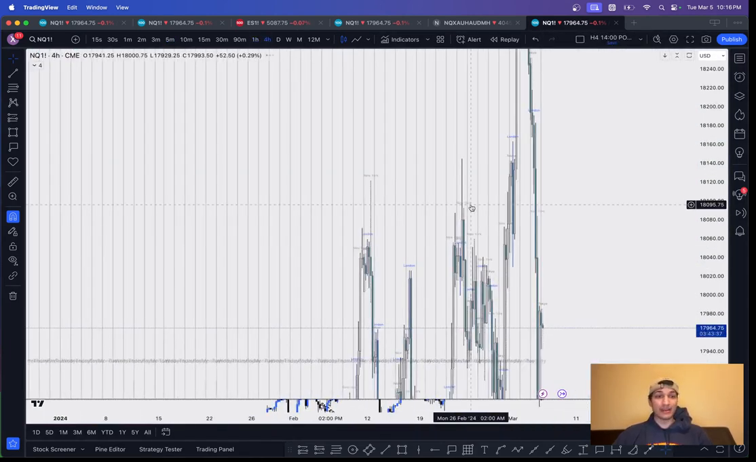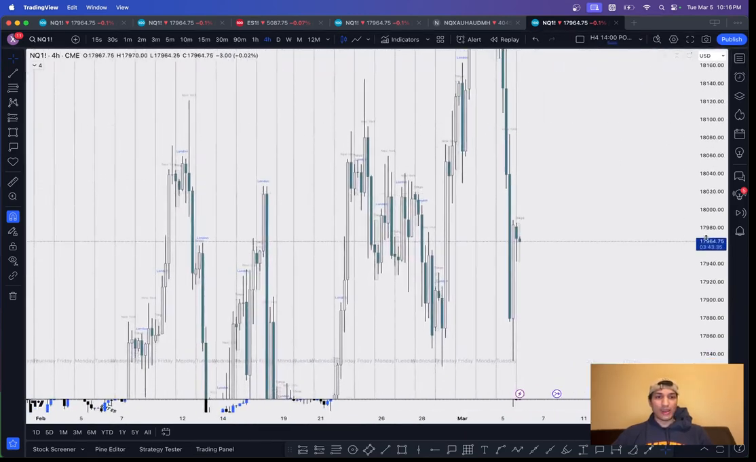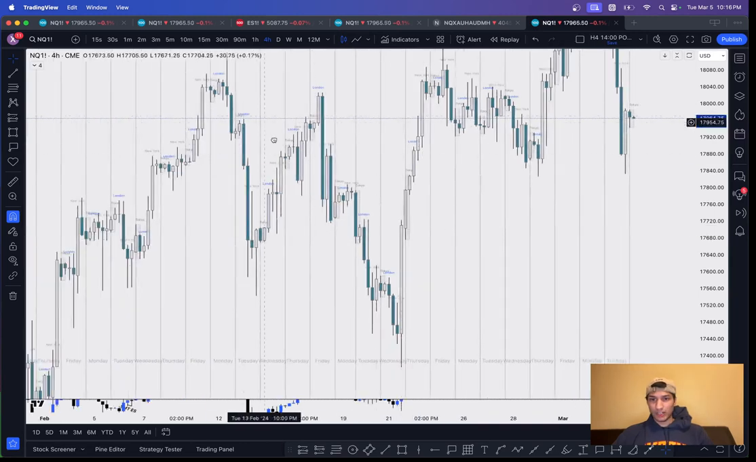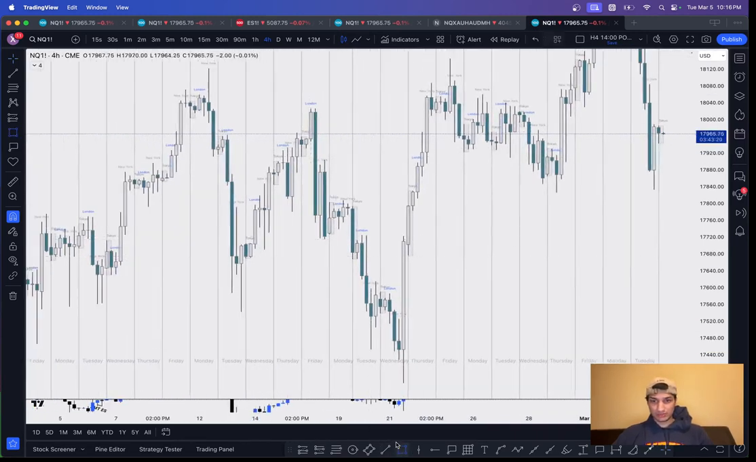That's a mistake I've made lots of times, is not waiting for structure on all three time frames to be aligned, right? So say you want to short in here, right, on the 4-hour chart. Or say you want, better yet, because this is even more discount, say you want to short here, right?